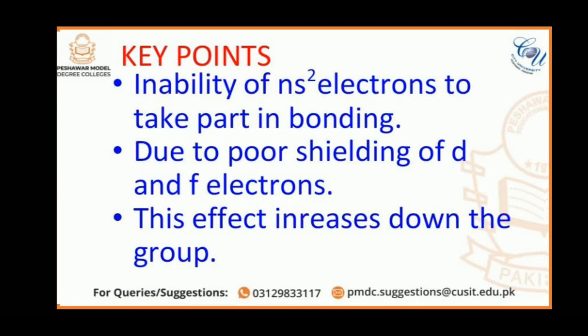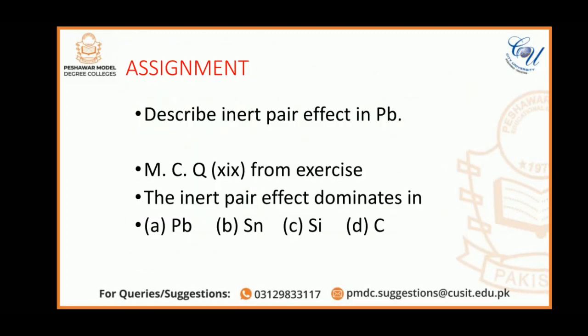So dear students, here are the key points of today's lecture. That inability of ns2 electrons to take part in bonding is called inert pair effect. It is due to poor shielding of D and F electrons. This effect increases down the group. Here there is an assignment for you. You can check out your understanding by trying to answer this assignment.